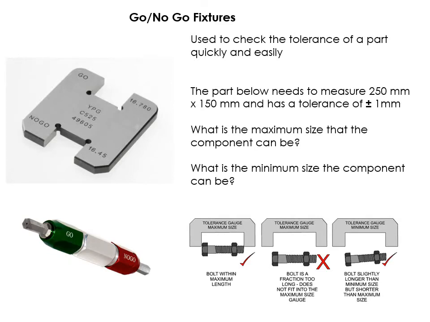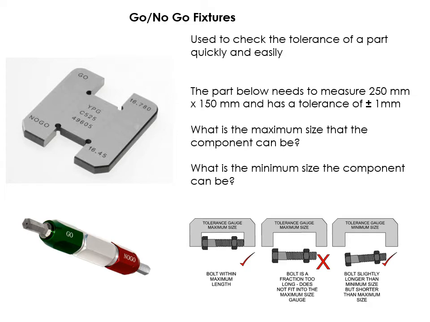Now, you might be asked to give some examples of things that can be used to check the quality of products. So the first thing that you could put down is something called a GoNoGo fixture. So this little device, and you can see there's a couple on the left hand side. The one on the bottom left is probably the easiest one to understand. Say you were checking the size of a hole, and you can see that one side of the gauge is green and says go, and the other side of the gauge is red and says no go.